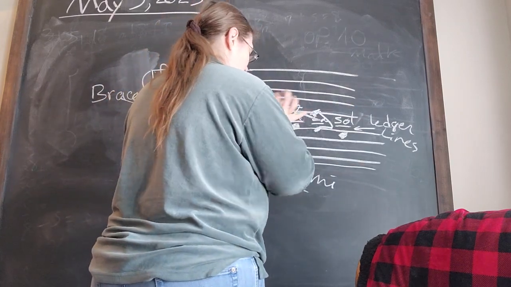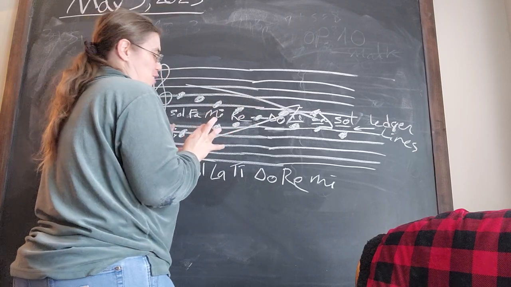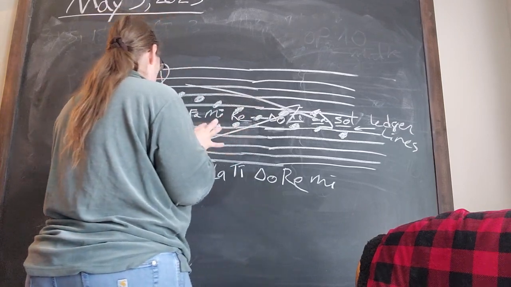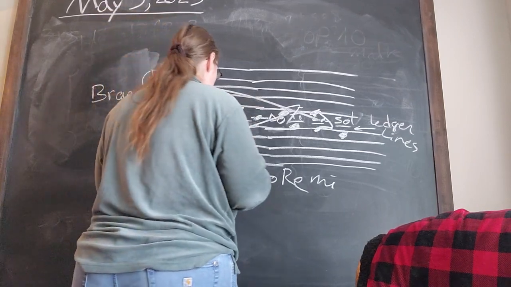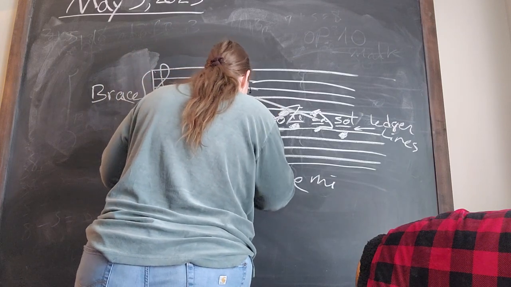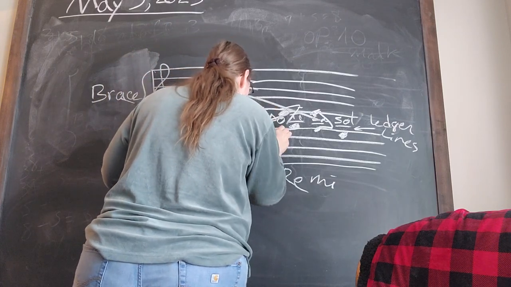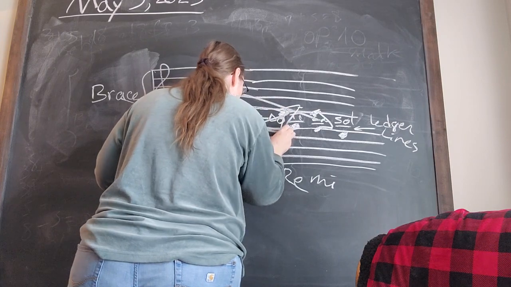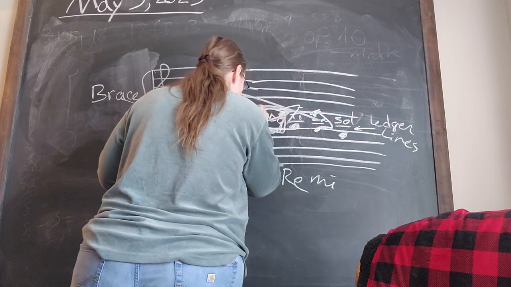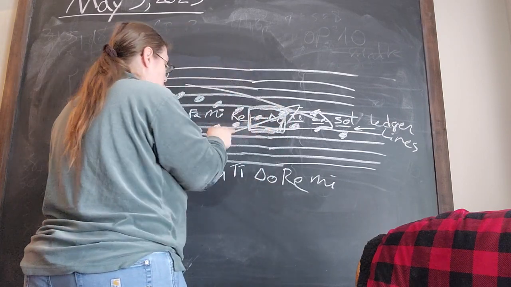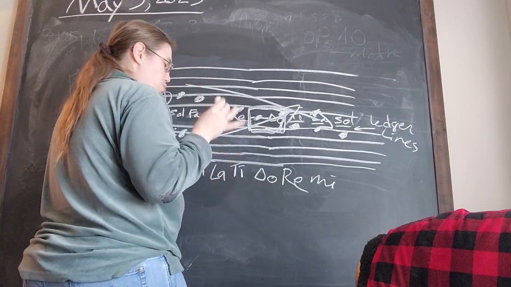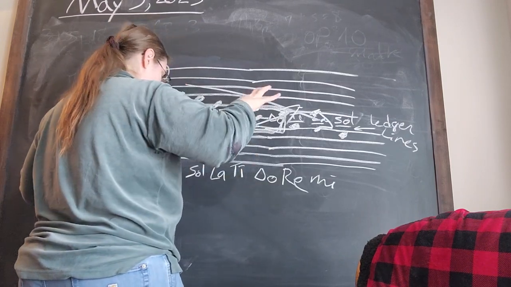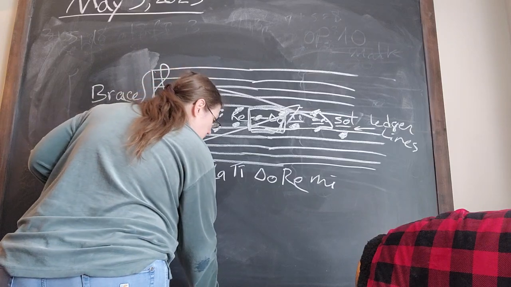So this is basically the crux of the treble and bass staff, this guy right here. That's that middle do. It's what brings the bass and the treble together.